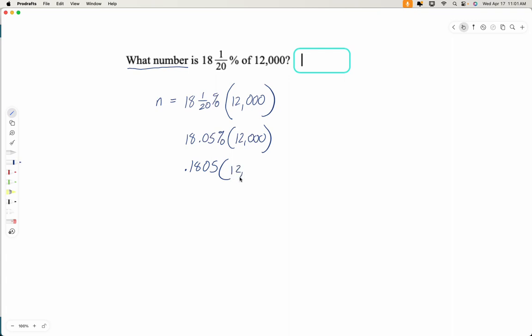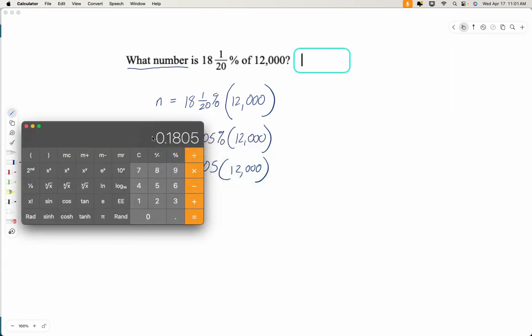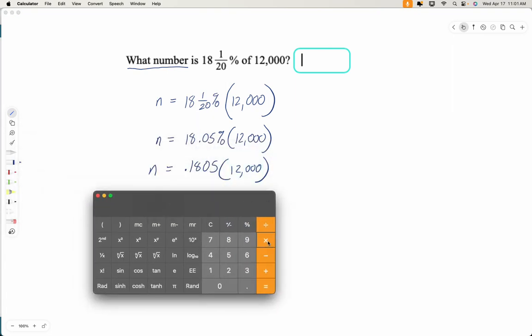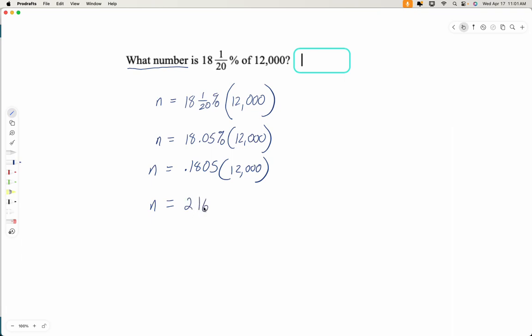So 0.1805 times 12,000 is going to be the value of n. So n is equal to, I'm going to take that number and multiply it times 12,000 on my calculator. I've already got it in there, so why not use it? Times 12,000, 2,166. And that's how you solve that problem, right? Pretty straightforward. So you just write 2166 up here. That's just a cursor. All right, that's the last one in 109. So let's do the other lesson that you needed.